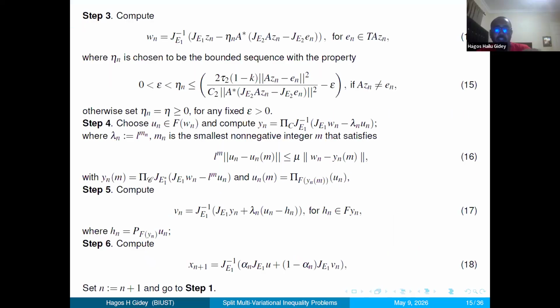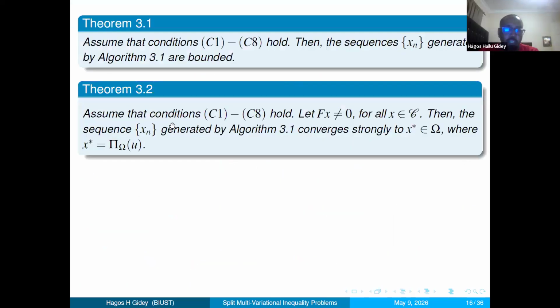Then we project it to the solution set omega. Therefore, this x star is the projection of u to the solution set. That means the closest point to u from omega is the solution of the algorithm. That means this is a strong convergence theorem. The proof is big, that's why I didn't include the proof of the theorem.